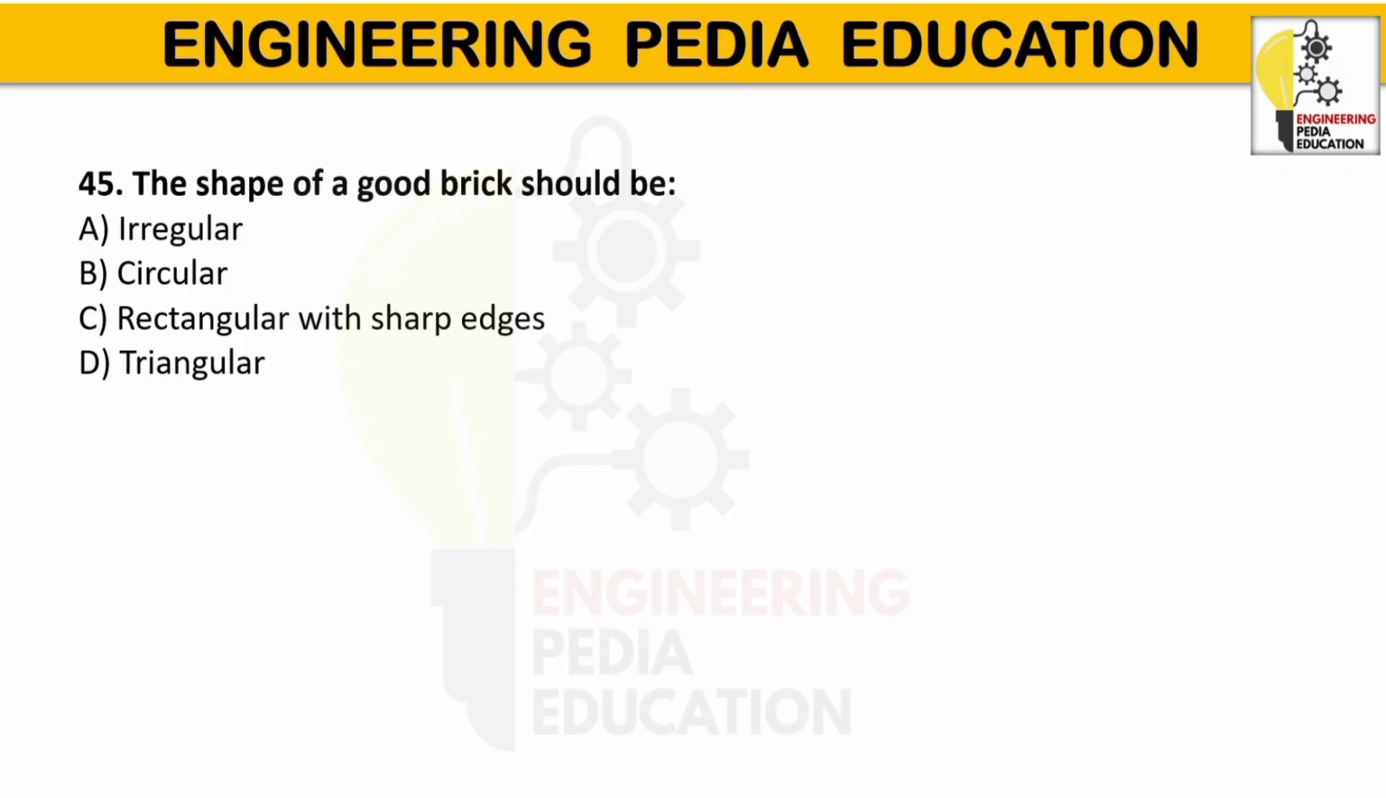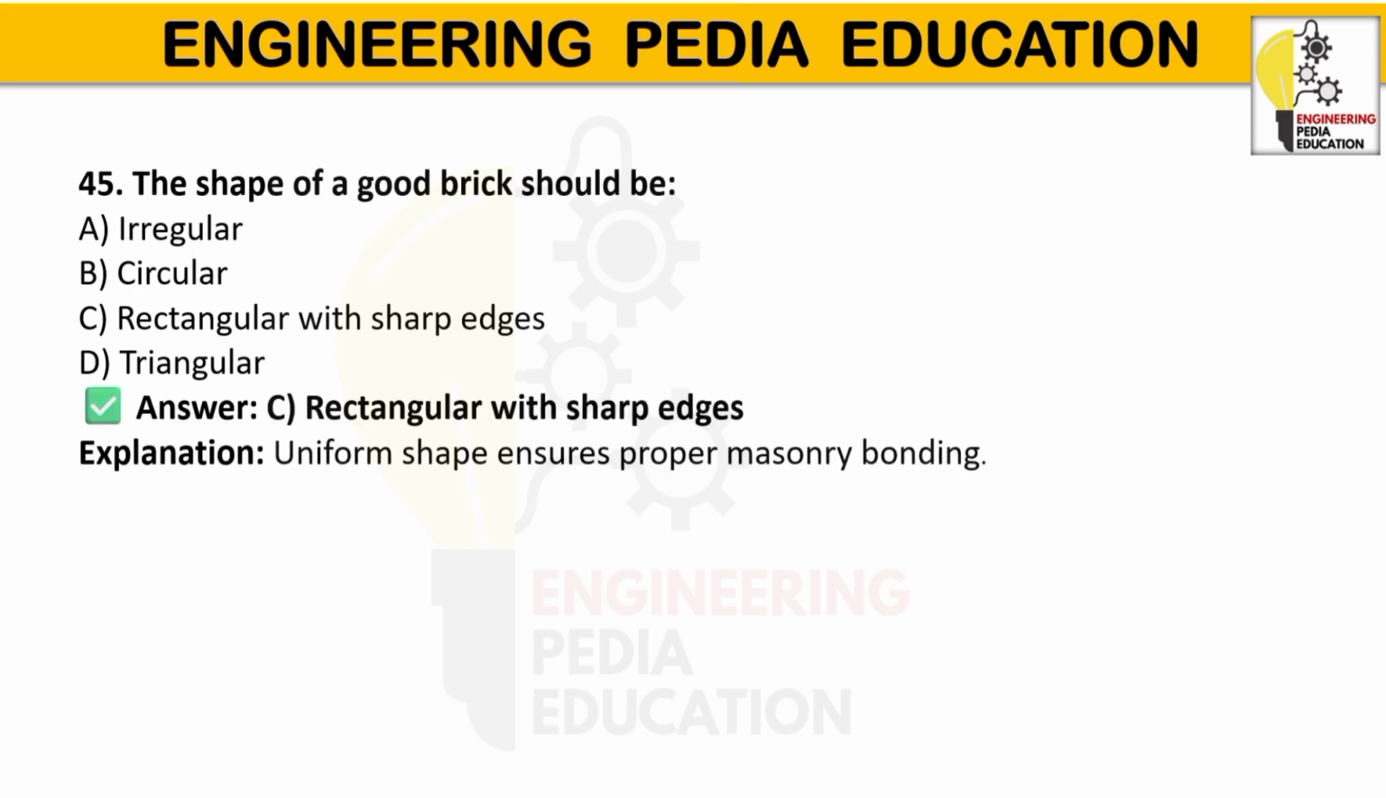The shape of good brick should be: irregular, circular, rectangular with sharp edges, or triangular. So the correct option is rectangular with sharp edges. Uniform shape ensures proper masonry bonding. Thus, this proper shape helps in the proper bonding, which makes the shape of brick good and provides utmost strength to the brick.